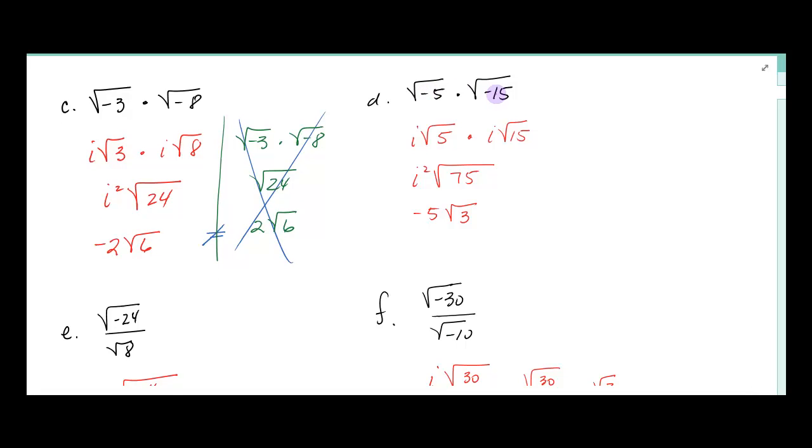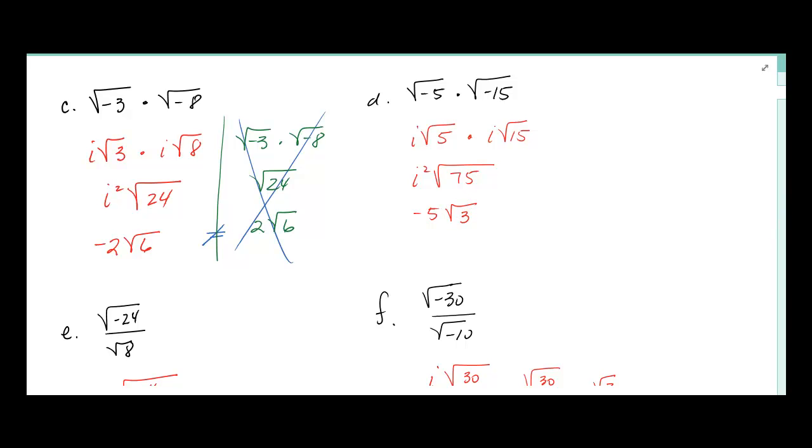Okay, so looking at this example that I hope you worked by yourself, we have negative square root of 5 times the negative square root of 15. Pull the i's out first. We are left with this portion here. Now when I multiply those i's together, multiplying the imaginary portions together, I get i squared. Multiplying the real portions together, I get 75. And to simplify that, i squared is a negative 1. And then the square root of 75 becomes 5 times the square root of 3.